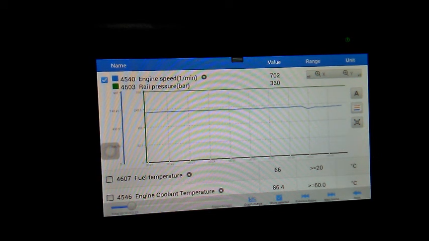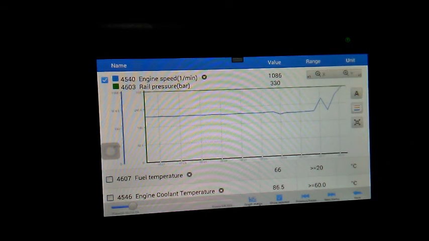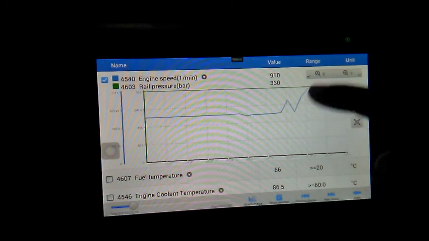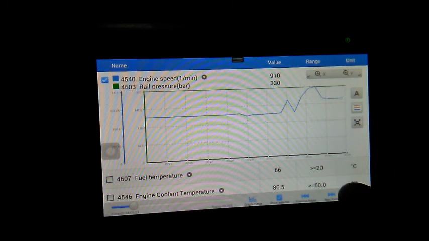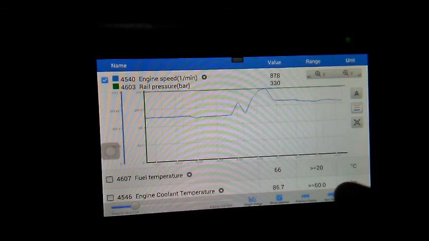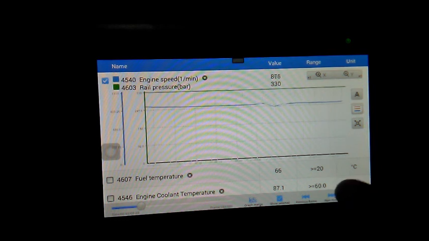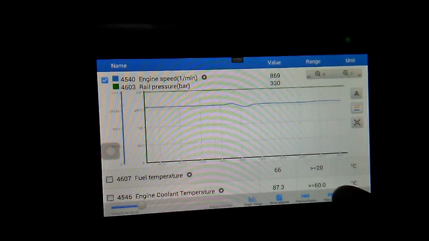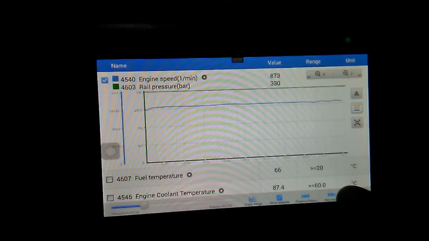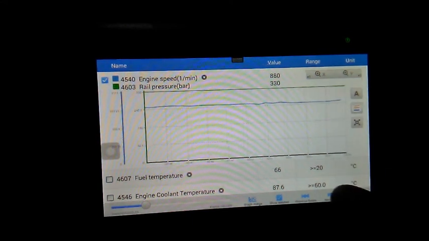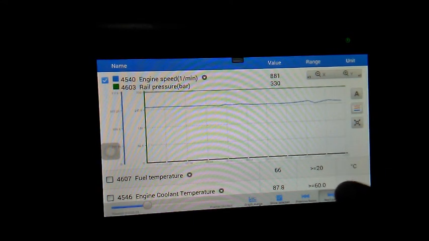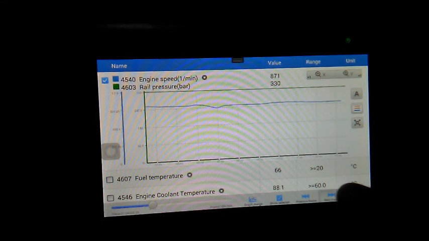And then I think I put it into gear at that point. Still the rail pressure doesn't budge, and I started driving off. You can see the rail pressure is continuous through all this. I think that is another gear shift, probably into gear 2. And all the while the rail pressure is at 330.